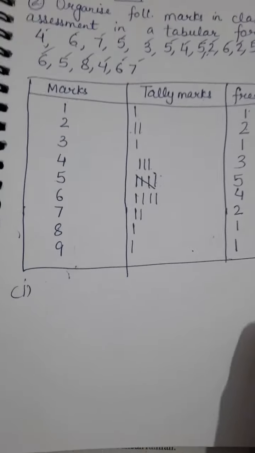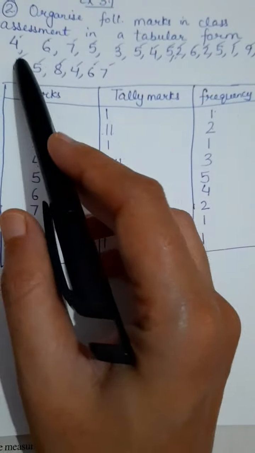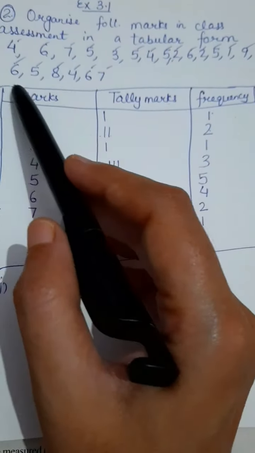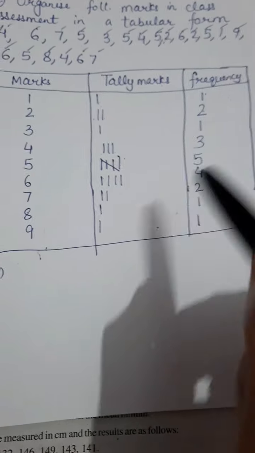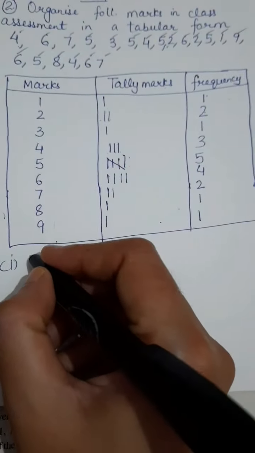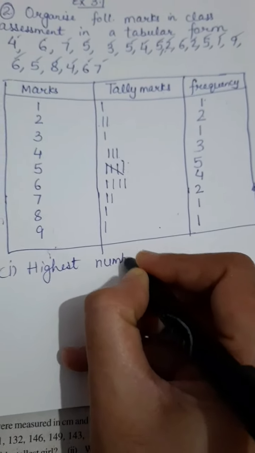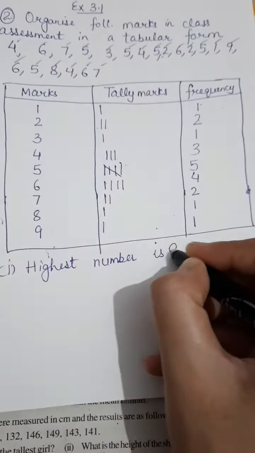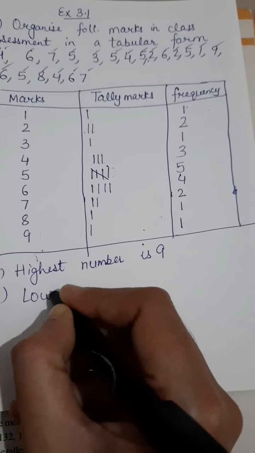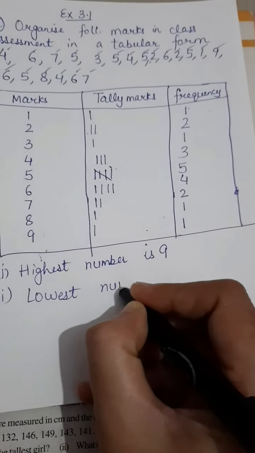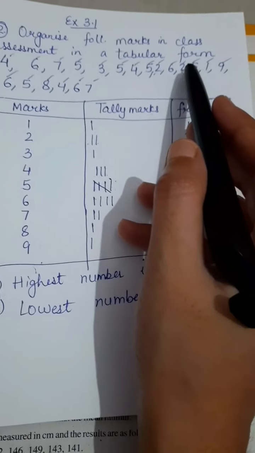Now the first question is, which number is the highest? You can see these marks, which is the highest number in this data. We can see that 9 is the highest number. So you write that the highest number is 9. Then the next question they asked, which number is the lowest? Which is the lowest number in this data? You can see, the lowest number is 1.